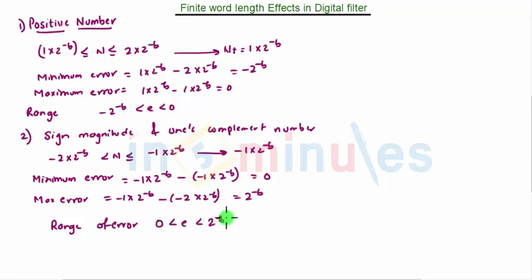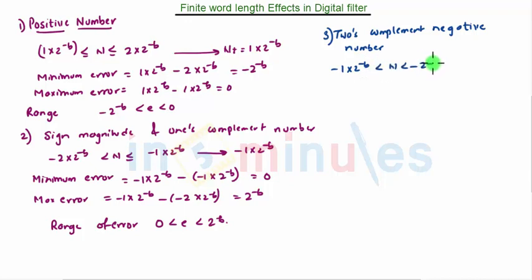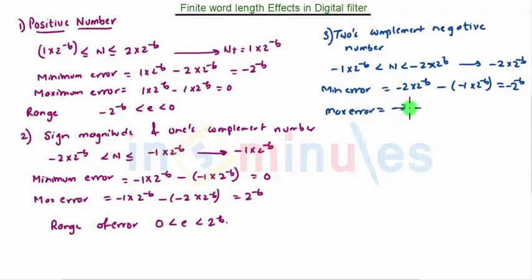Now we will take the third case, that is the 2's complement negative number. So again the range will be minus 1 into 2 raised to minus b to minus 2 into 2 raised to minus b, that will give us, when truncated, minus 2 into 2 raised to minus b. So minimum error is minus 2 into 2 raised to minus b minus 1 into 2 raised to minus b, that is minus 2 into 2 raised to minus b. Maximum error is equal to minus 2 into 2 raised to minus b minus of minus 2 into 2 raised to minus b, that is 0. So range of error will be minus 2 into 2 raised to minus b to 0.